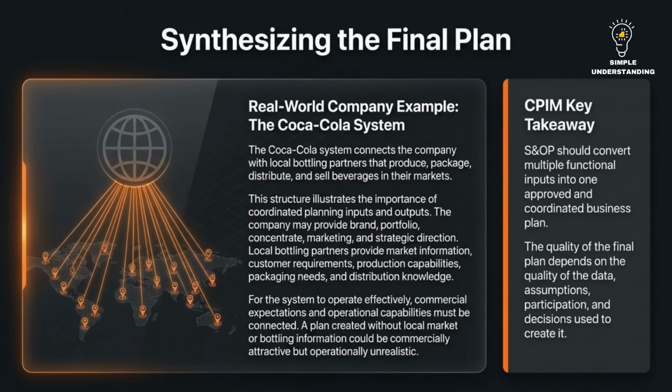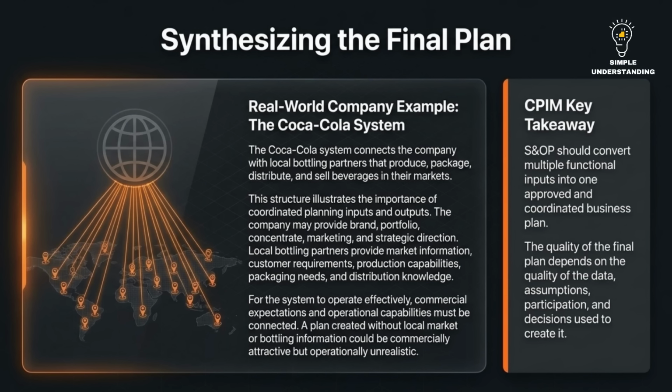Real-world company example: the Coca-Cola system. The Coca-Cola system connects the company with local bottling partners that produce, package, distribute, and sell beverages in their markets. This structure illustrates the importance of coordinated planning inputs and outputs. The company may provide brand, portfolio, concentrate, marketing, and strategic direction. Local bottling partners provide market information, customer requirements, production capabilities, packaging needs, and distribution knowledge.